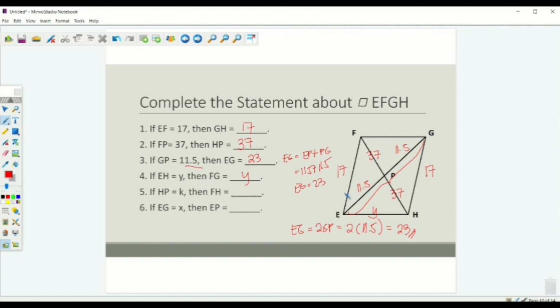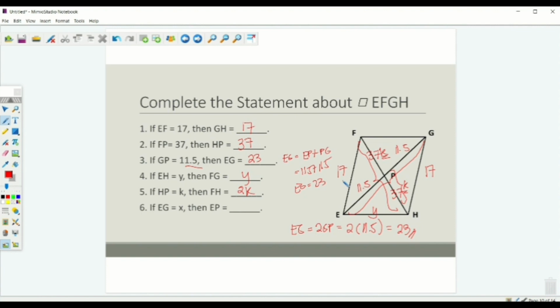How about number 5? If HP is equal to K, so this one, HP is equal to K. What is the measure of FH? So this is also K. Then our answer is simply 2K. So we add this FP plus PH. So K plus K, that is equal to 2K.